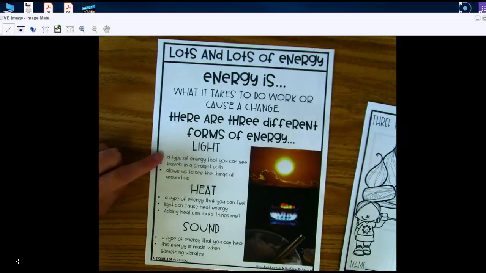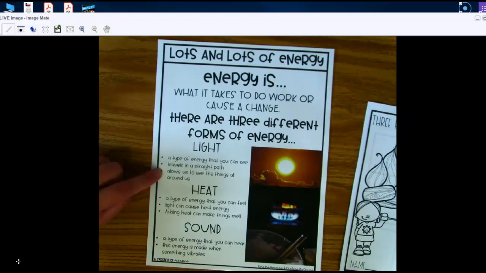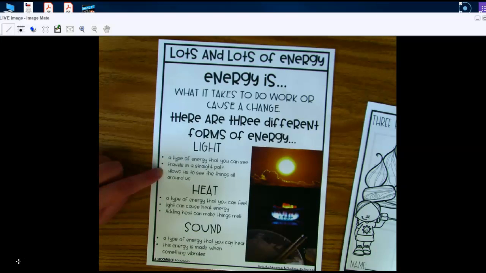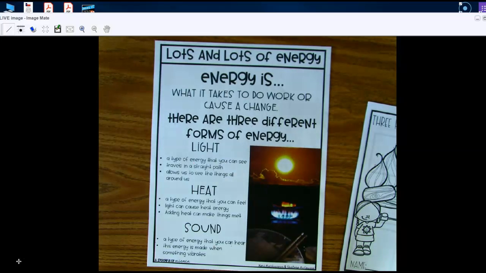One is light. Light is a type of energy that you can see. It travels in a straight path and allows us to see the things all around us. Where do we get on Earth our main light from? Corbin? The sun. Now it looks like the moon at night gives us light, but it doesn't give off light. It's actually the sun bouncing its light off the moon, and we can see the light shining from the sun to the moon. And we'll talk about that a little bit more later this year. But we get most of our light from the sun.